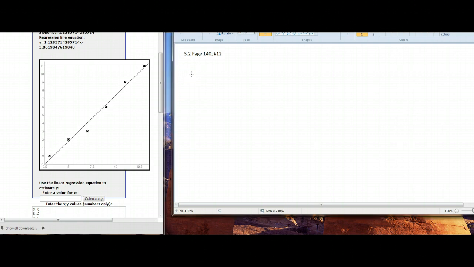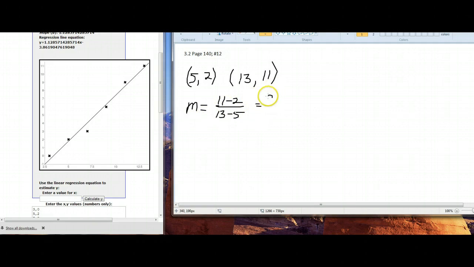If I were to use 5, 2, and I were to use 13, 11, the first thing I do is I find the slope. So m equals 11 minus 2 over 13 minus 5. Okay, so I have 9 over 8. Alright, so our slope is 9/8.